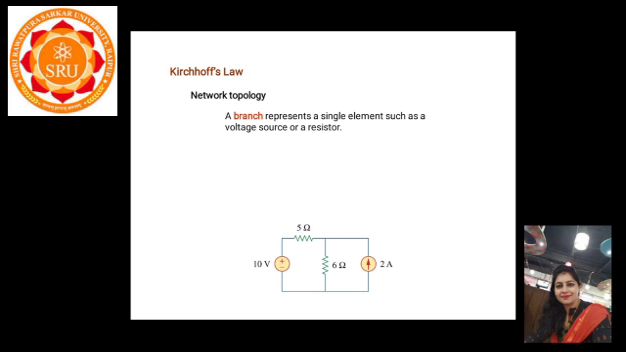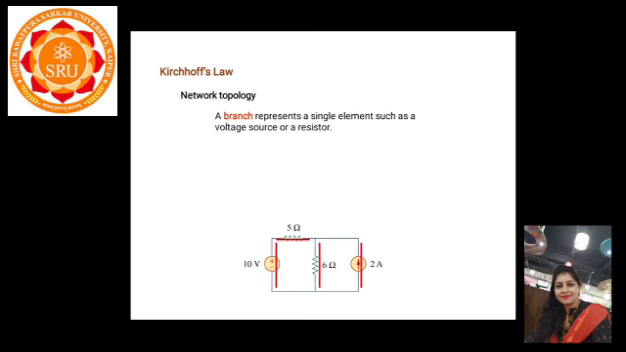Now we come to the next topic, Kirchhoff's law. For knowing Kirchhoff's law, first we have to know some topology. First one is a branch. A branch represents a single element such as a voltage source or a resistor. Here in a circuit I'll show you the branches. First is the branch which connects a 5 ohm resistor. Second is the branch in which a 10 volt battery is connected. A 6 ohm resistor connected is also called a branch. A 2 ampere current source connected is also called a branch.